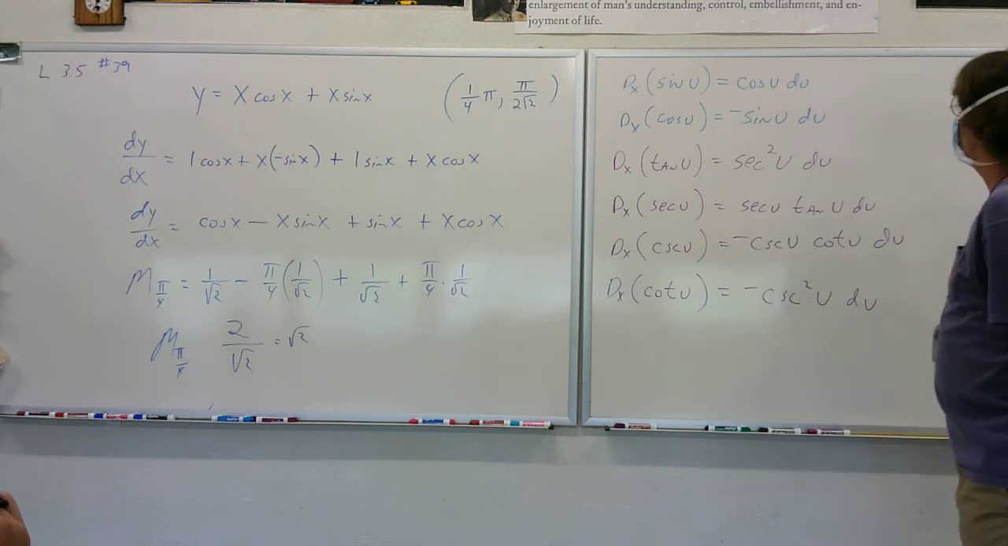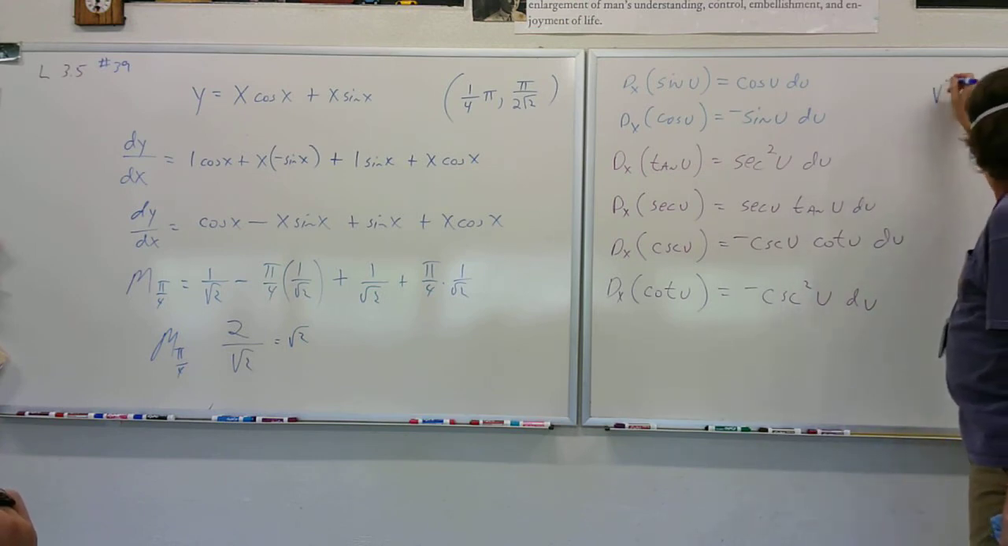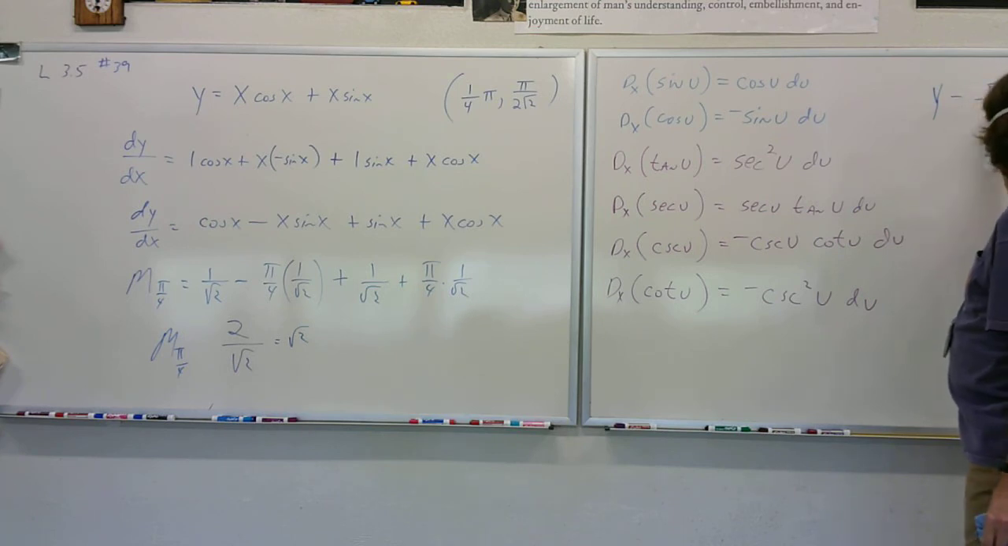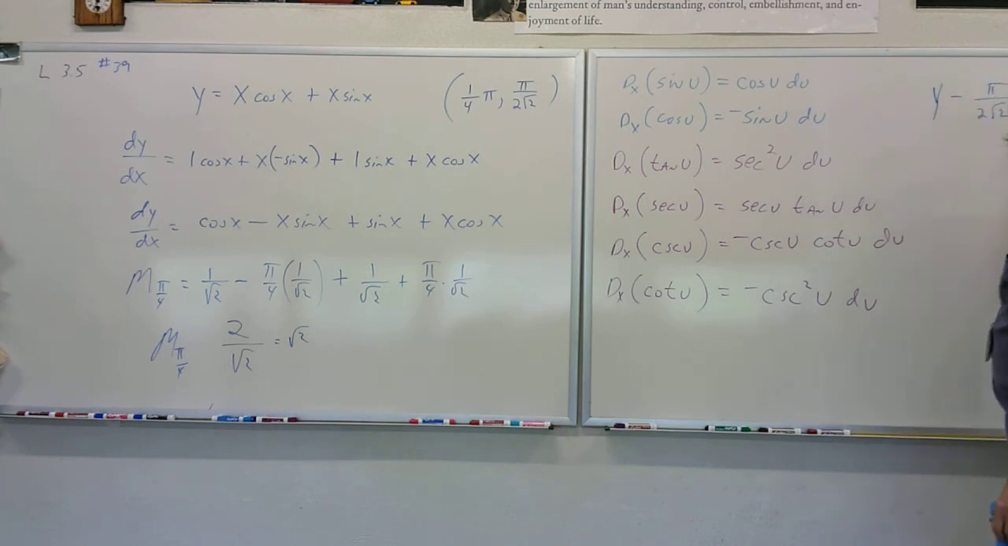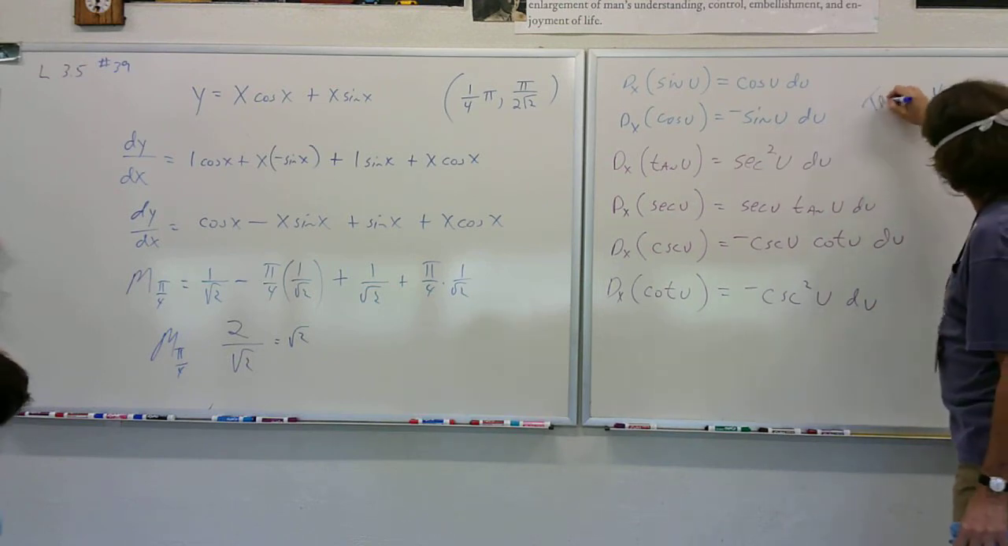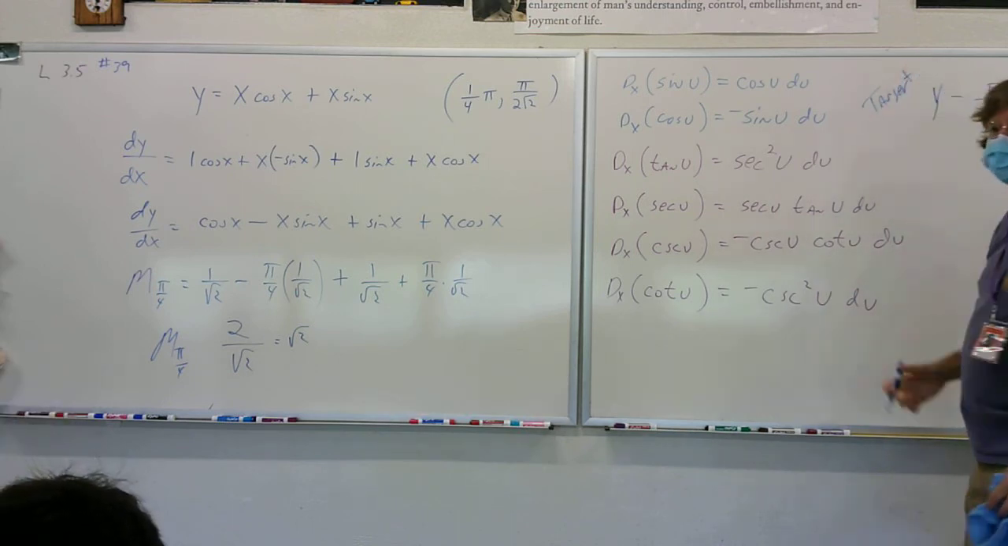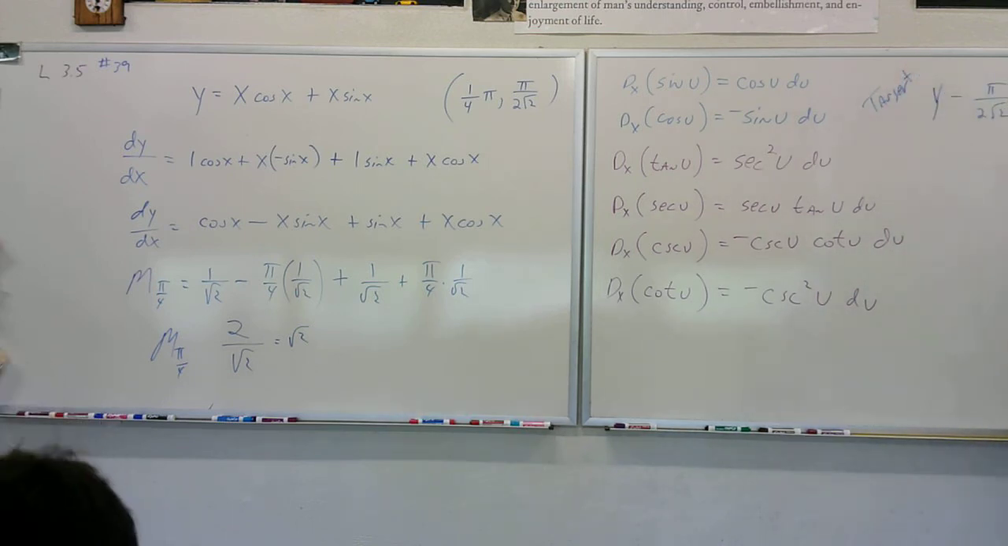So, you write the equation of the tangent. Y minus pi over 2 square root of 2 equals square root of 2 parentheses x minus pi over 4. And if I ask you for the normal line, would the normal line be hard to do? No, normal line wouldn't be hard to do.